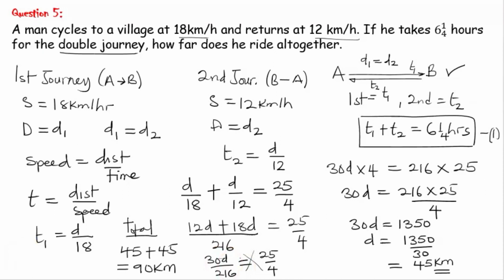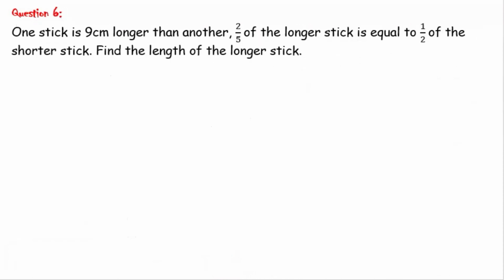Let's just look at the last question under this particular topic. Look at this question. We are told that a stick is 9 cm longer than another. So that gave us a sense of, we have two sticks. Let's assume this is stick 1. This is stick 2. Okay. Then we're told that one is 9 cm longer than the other.